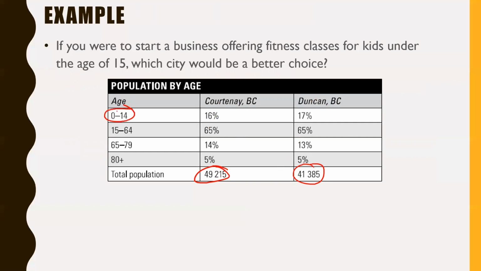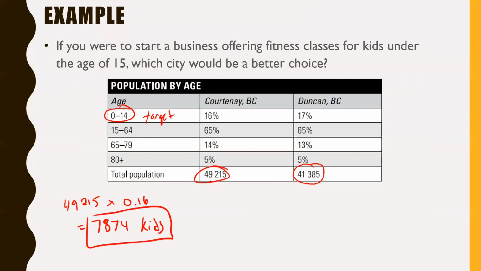So that right there, that's your target. If you're doing fitness classes for kids under the age of 15, that right there is your target audience. And we know it's 16% of the population in Courtenay, BC. So if we go 49,215 people times 16% as a decimal, that's going to give us about, I'll just round it to the nearest whole person, 7,874 kids, right? That right there, that's your target group.